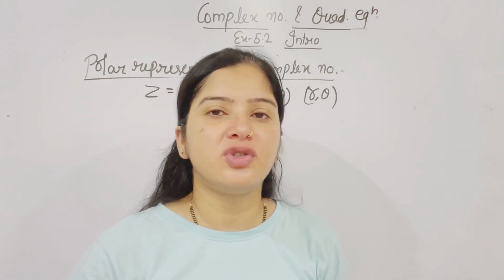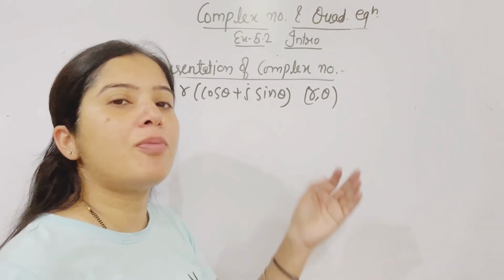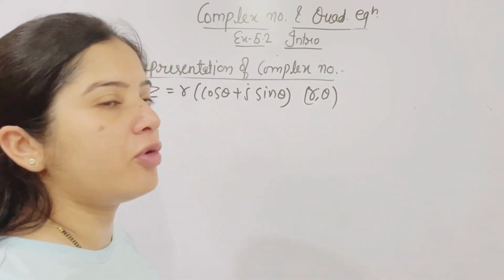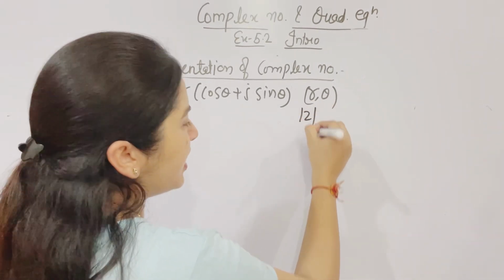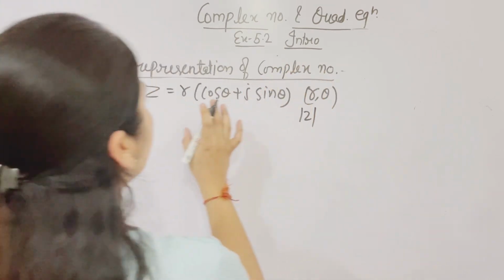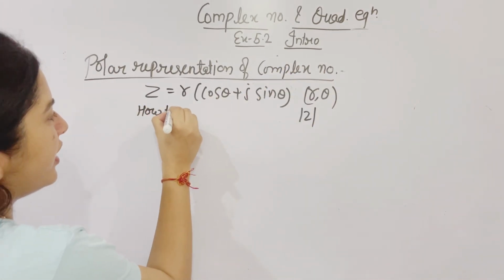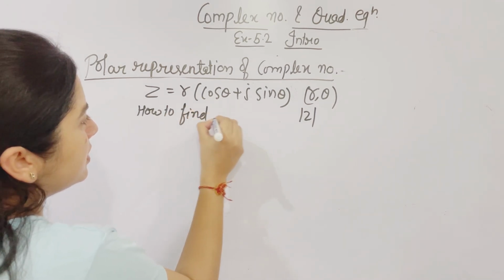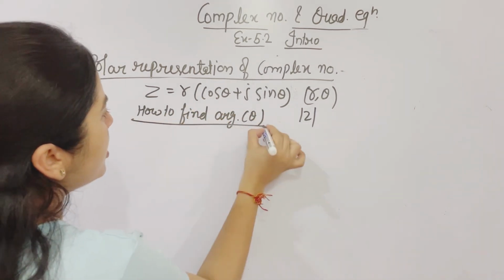Two things you have to just remember कि अगर हमारे पास r and theta है तो हम किसी भी कॉम्प्लेक्स नंबर को can change in the polar form. r is the modulus, easy to find. Now we will learn how to find theta, how to find argument which is theta. Just 2 points you have to remember.